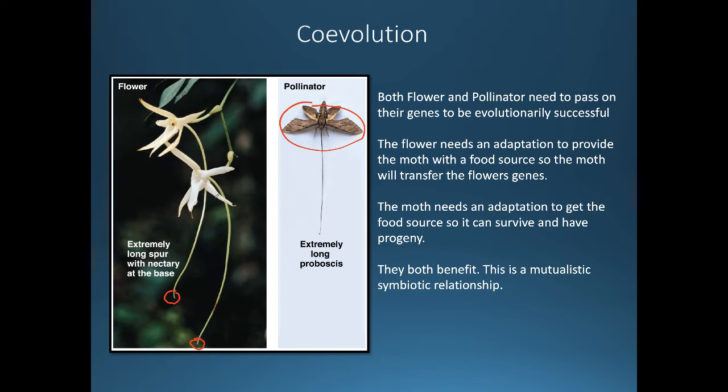Likewise, because this flower is providing moths, and only moths with this long proboscis, a necessary food source, only moths with this long proboscis will be able to pass on their genes. Moths that have a shorter proboscis just won't be as successful. So because of this, this flower evolved to have this long spur here, and at the same time, this moth, the pollinator, evolved to have this very long proboscis. They mutually benefited from this relationship. We would call this a mutualistic symbiotic relationship.